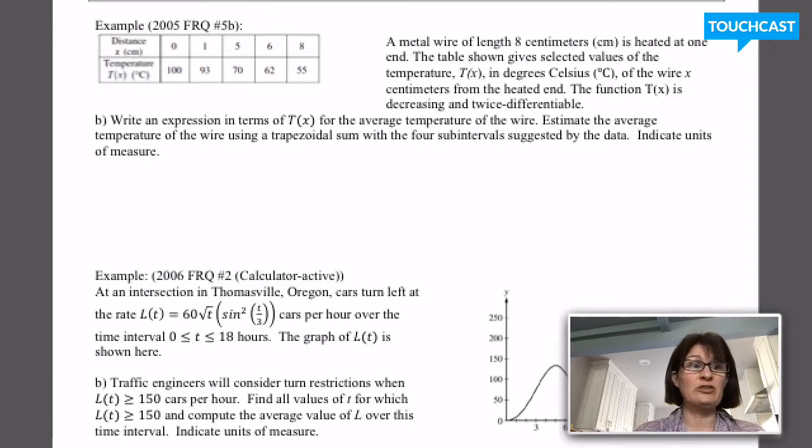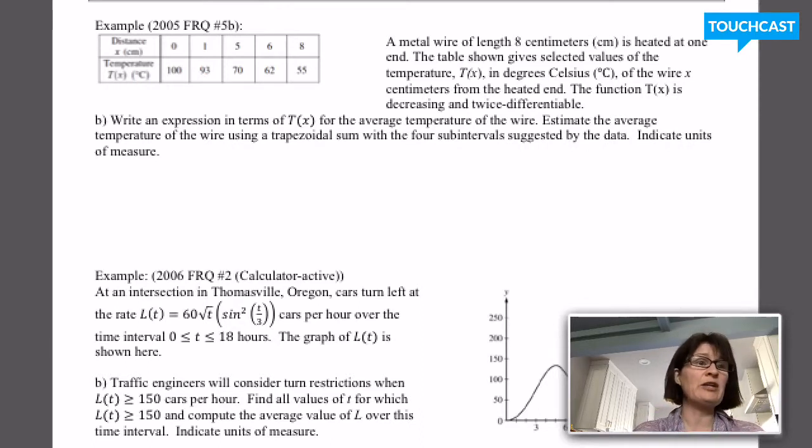So we can do sort of a direct translation. It says the average temperature of the wire, and we know that the wire starts 0 centimeters from the heat source, and it's 8 centimeters long. So essentially what we're being asked to do is write an expression for the average temperature of the wire from 0 centimeters to 8 centimeters. So in this problem, a is 0 and b is 8. And we're going to use T of x for the temperature.